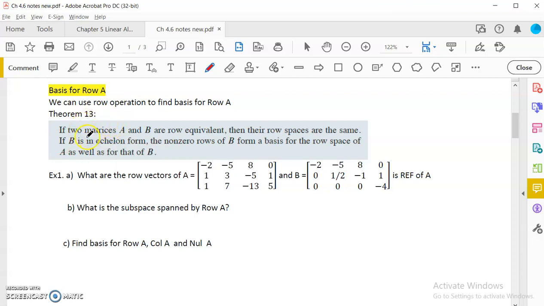So let's look at theorem 13. In theorem 13, we talk about how to figure out what the basis for the row space is, because all these rows, for example, this is the original A, this is the REF of A, might not be independent, we're not sure. So how can we figure out if they are a good basis?